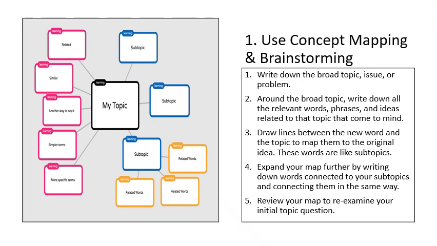Then you want to expand your map out further by writing down words that could act as subtopics. So these could serve as your supporting ideas, the topics for your body paragraphs, but not necessarily. That's not necessarily how that is always going to work, but it gives you a place to start. And then expand that out further. What words are connected to those subtopics?